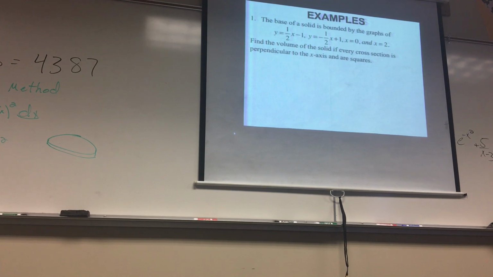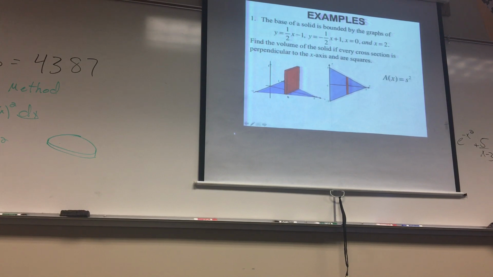Follow this. The graphs y equals 1/2 x minus 1, y equals negative 1/2 x plus 1, x equals 0, and x equals 2. Find the volume of the solid if every cross-section perpendicular to the x-axis is a square. So, this actually is our pyramid example.